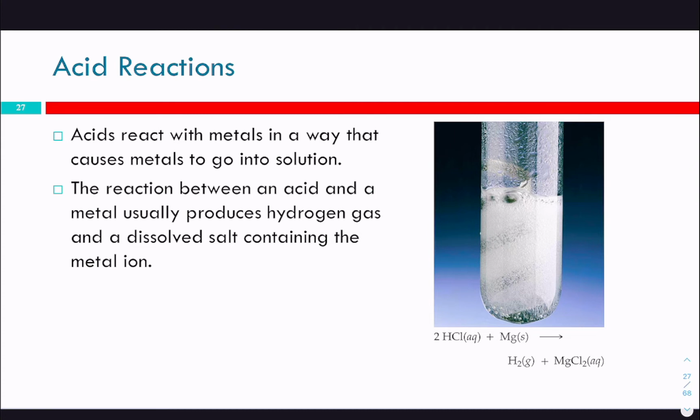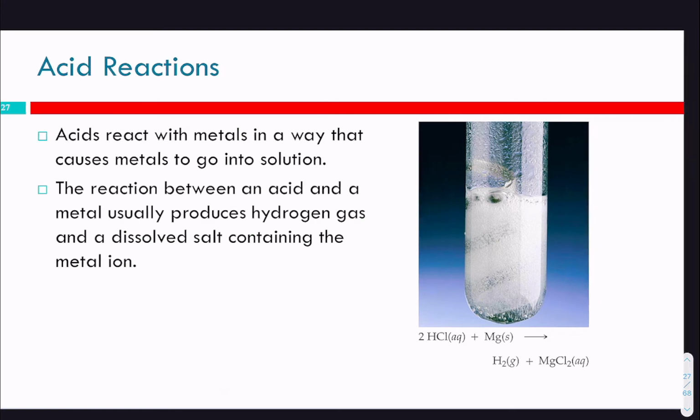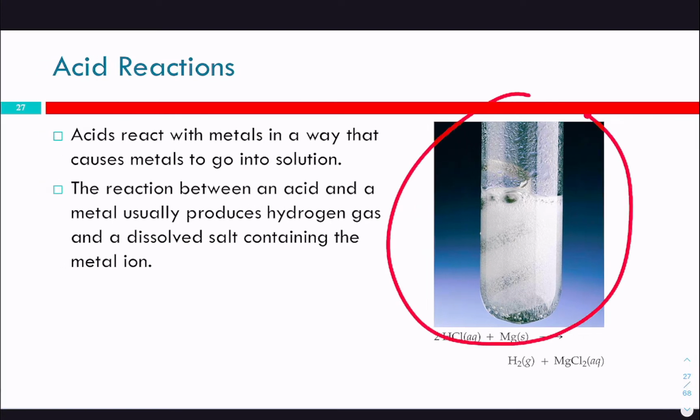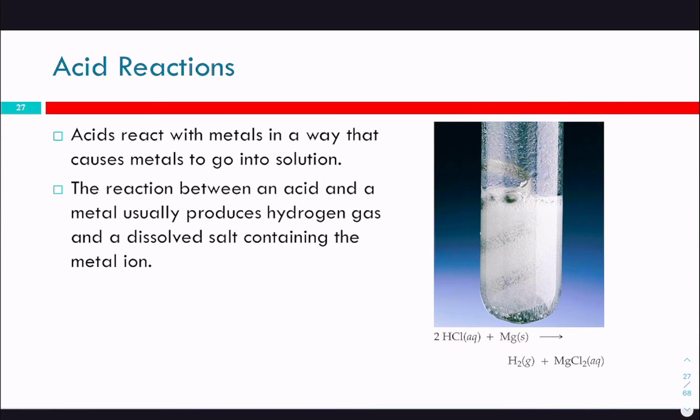So acids react with metals. That causes the metals to dissolve into the solution. So that's the salt that it forms. It's a soluble salt. And then it produces hydrogen gas and leaves that dissolved salt behind. So that's why, too, when we did this reaction, the metal was completely gone afterwards. Because what was left of that metal didn't turn into a gas, it just dissolved into the solution so you couldn't see it.